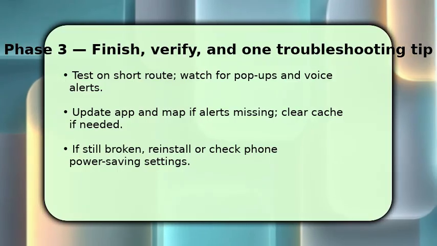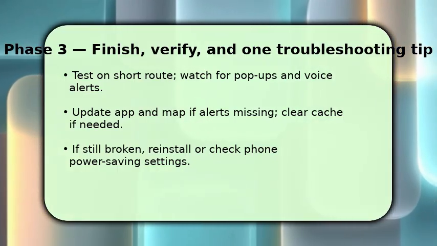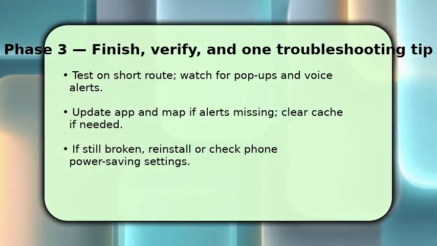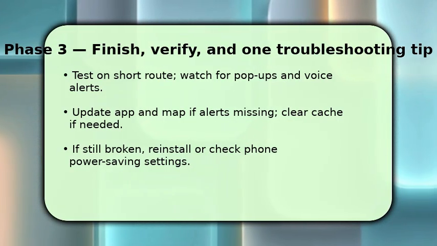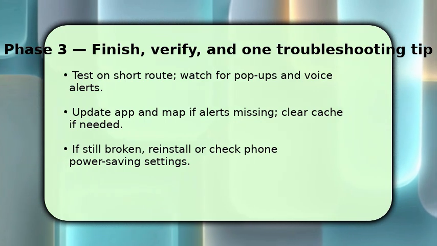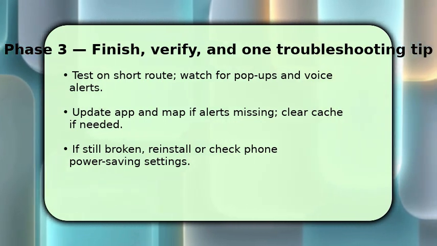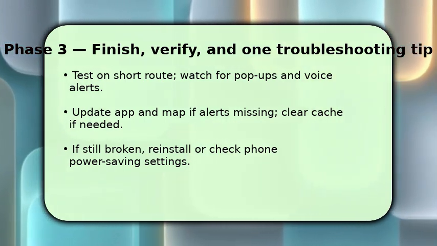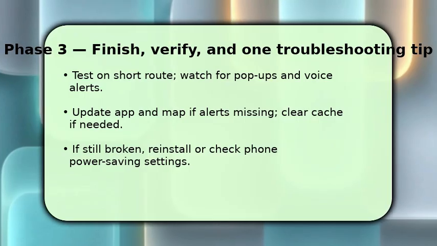Finish by testing. Take a short drive on a route with known cameras and confirm you get visual and voice alerts. If nothing appears, update Waze and its map data, then clear the app cache. Outdated files can block alerts. Also check phone battery saver or location permission set to limited, disable those for Waze.